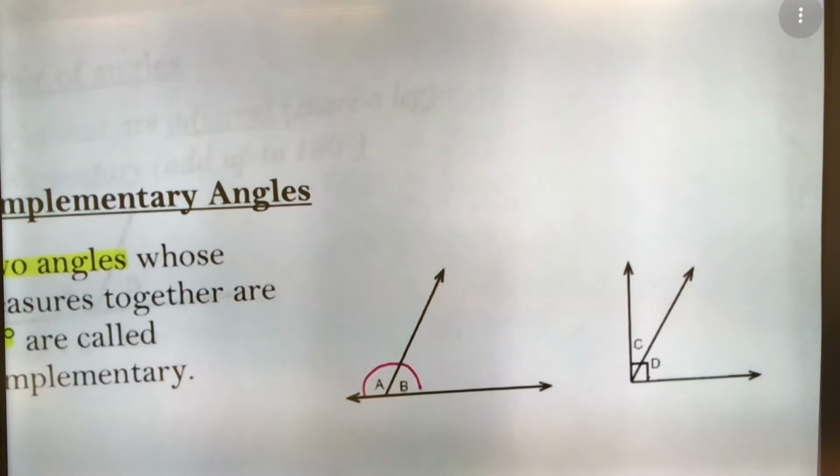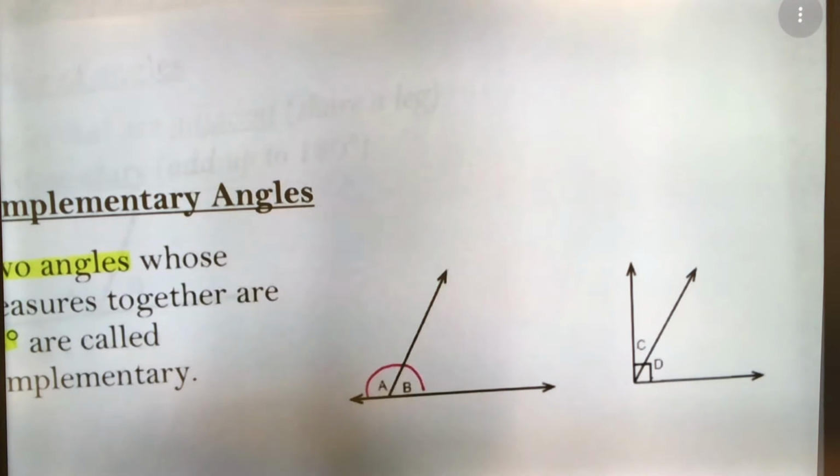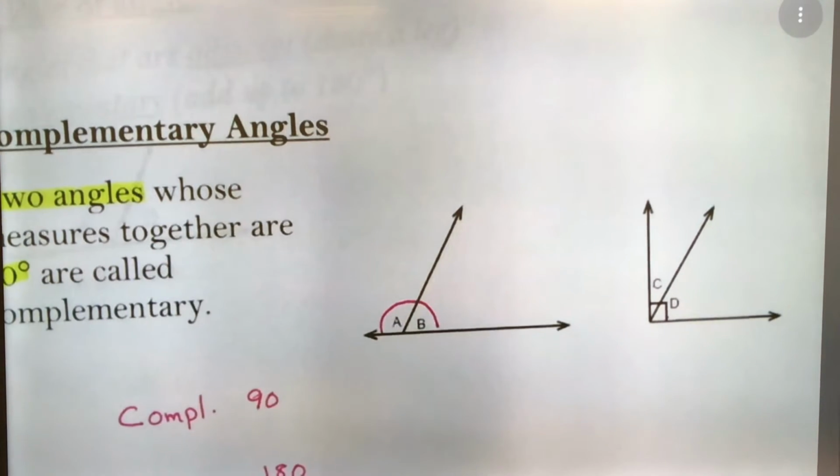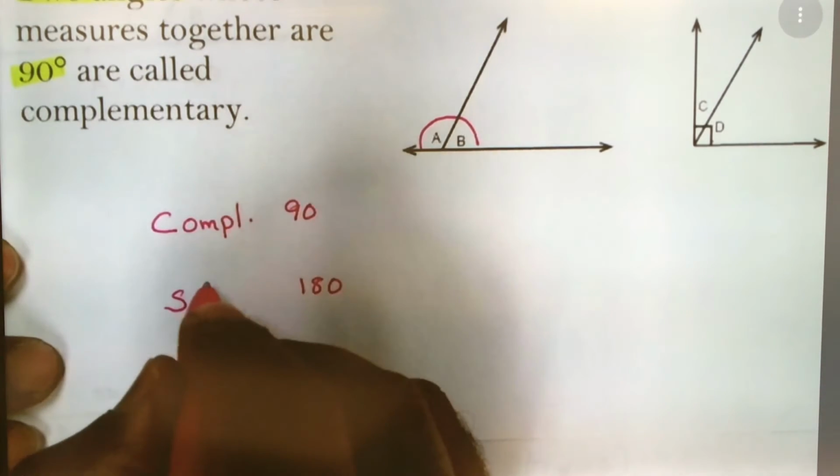After a few days, you may forget which one is supplementary and which one is complementary. An easy way to remember is that in alphabetical order, C comes first and S comes later. So C is the 90-degree angle, and S is the supplementary angle, whose sum is 180. Complementary and supplementary.